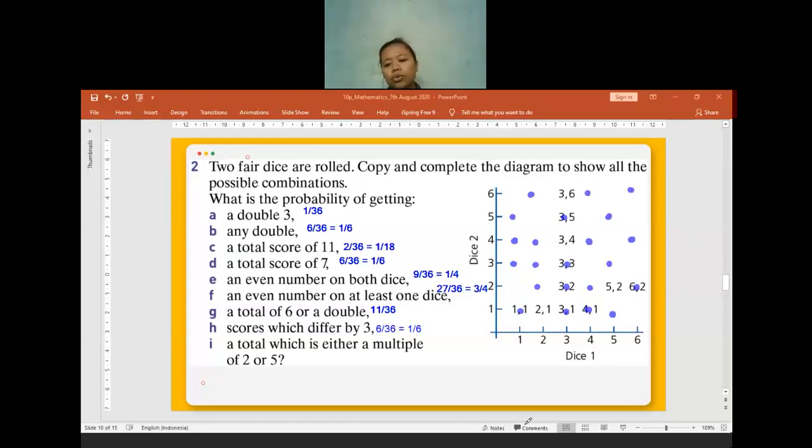1, 2, 3, 4, 5, 6, 7, 8, 9, 10, 11, 12, 13, 14, 15, 16, 17, 18, 19, 20, 21, 22. Is it 22? I got 22. Yeah, 22. Okay, so 22 out of 36 is 11 over 18.